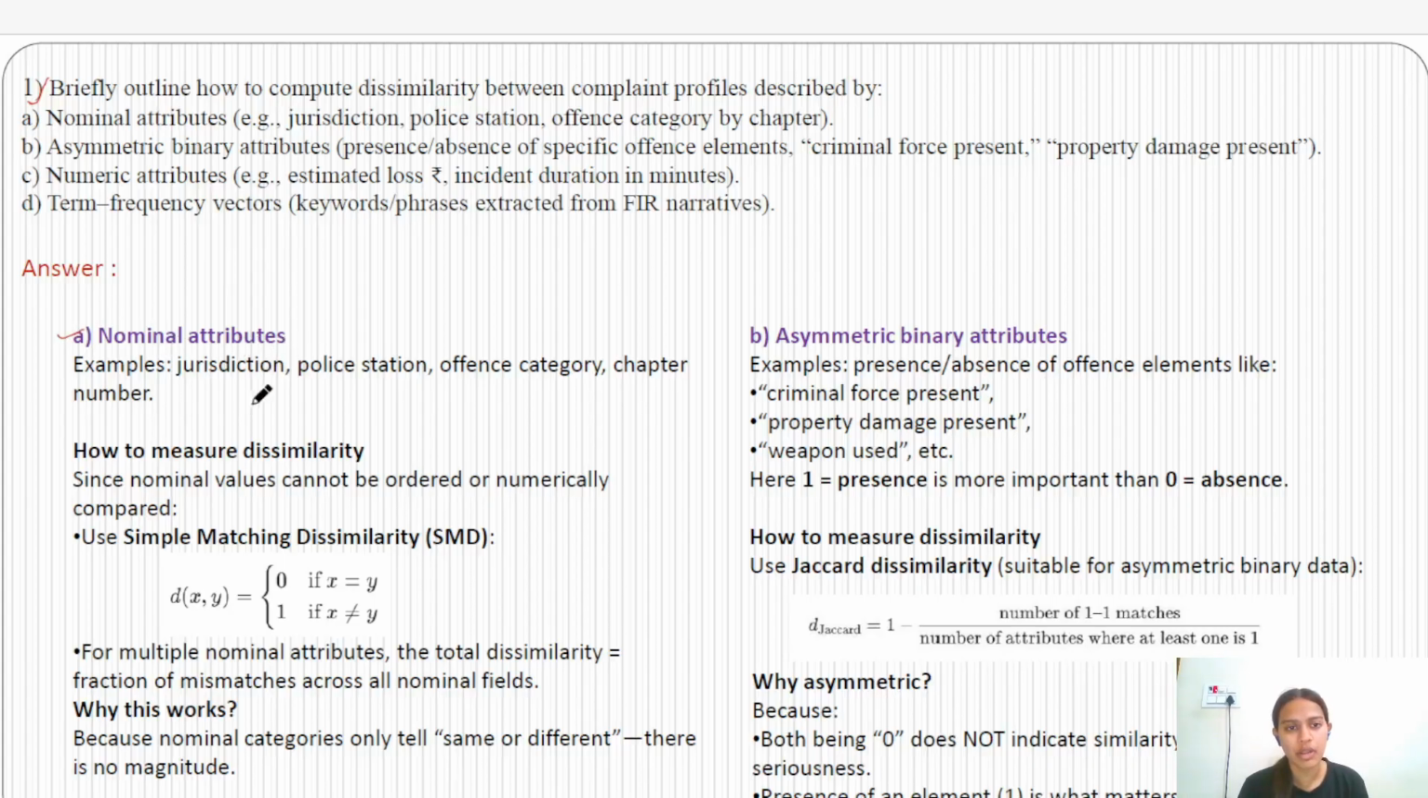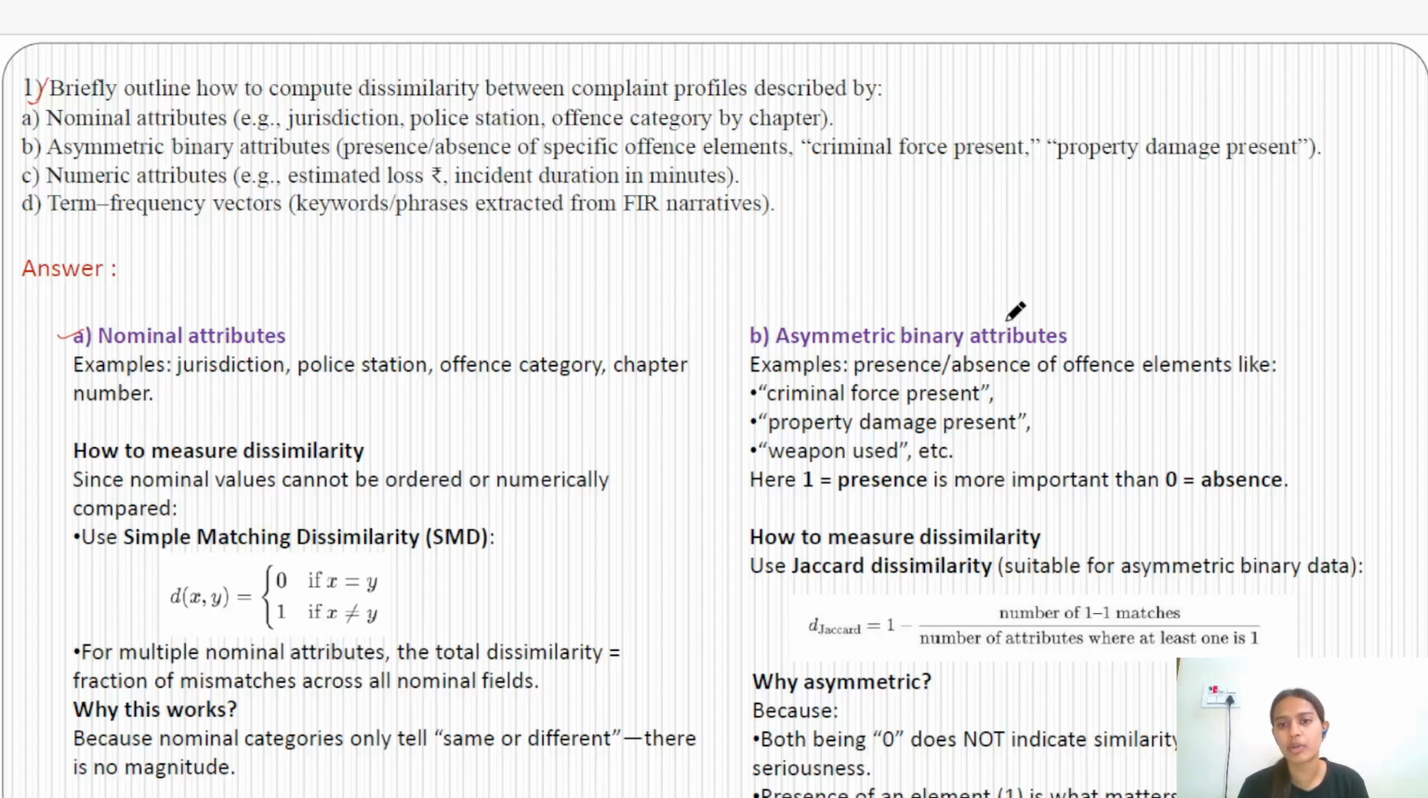Nominal attributes. So here, how to measure dissimilarity? Since nominal values cannot be ordered or numerically compared, use simple matching dissimilarity. Means if x is equal to y, we write 0, and if x is not equal to y, we write 1. For multiple nominal attributes, the total dissimilarity equals the fraction of mismatches across all nominal fields. Why does this work? Because nominal categories only tell same or different. There is no magnitude. Now B.